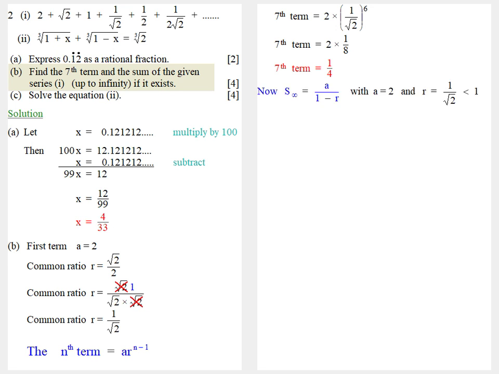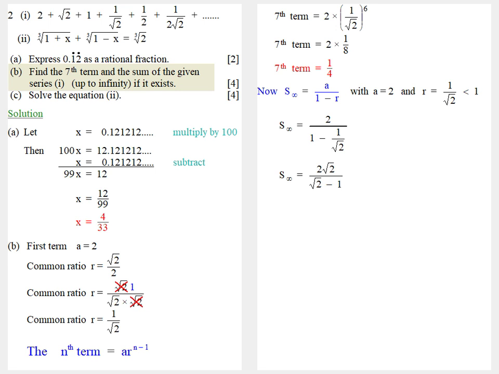Now, the sum to infinity is given by the formula a over 1 minus r, where a is 2. r is equal to 1 over the square root of 2, which is less than 1, and so the sum to infinity does exist. Substituting, we get the sum to infinity is 2 over 1 minus 1 over the square root of 2, and if we multiply top and bottom by the square root of 2, we get the sum to infinity is equal to 2 root 2 over root 2 minus 1.